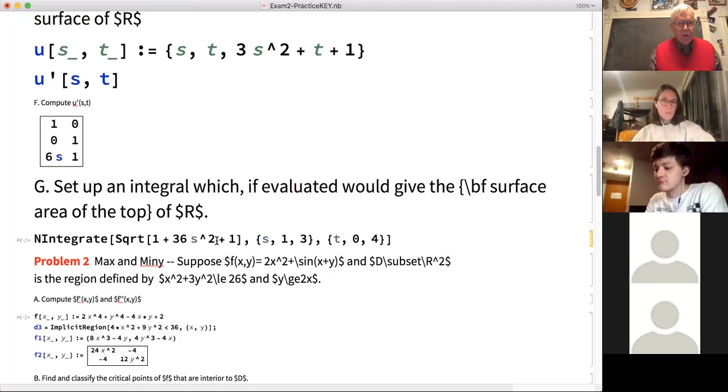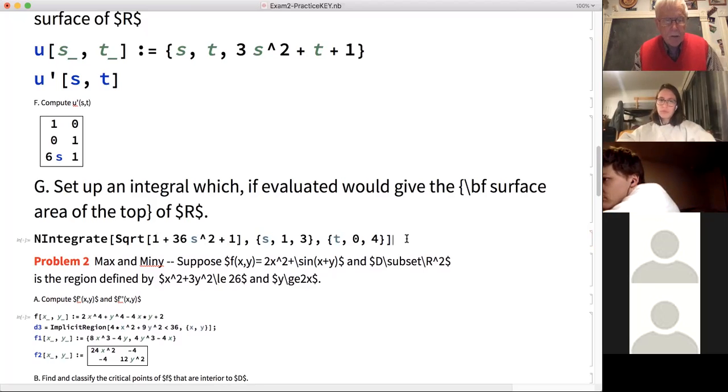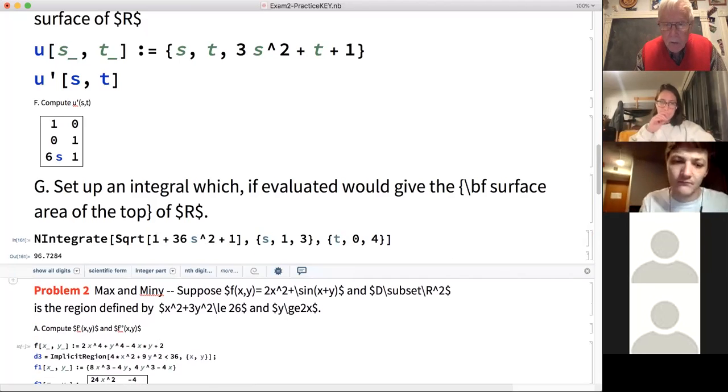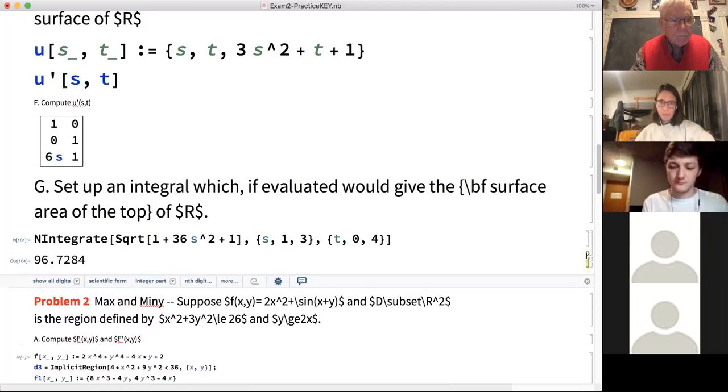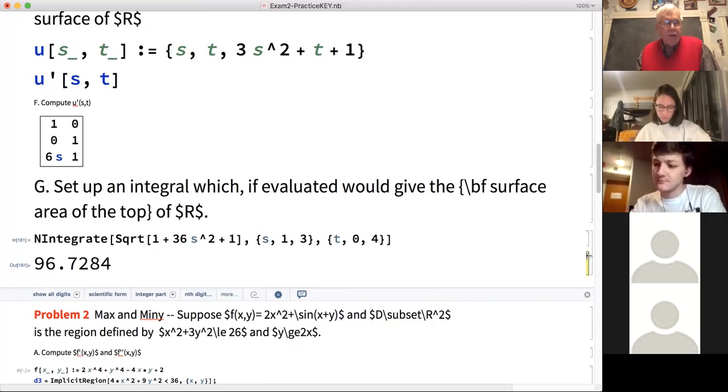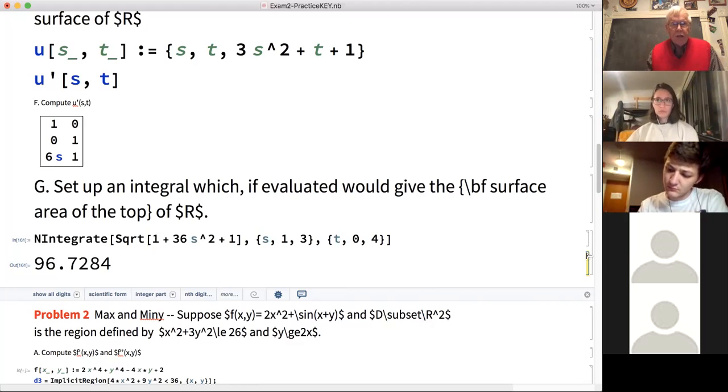We integrate that between 1 and 3 in the S direction, 0 and 4 in the T direction, and we get some crazy number, 96.7. So that would be square feet if this is in feet, or square units. This is an area measurement. And so ends problem 1.